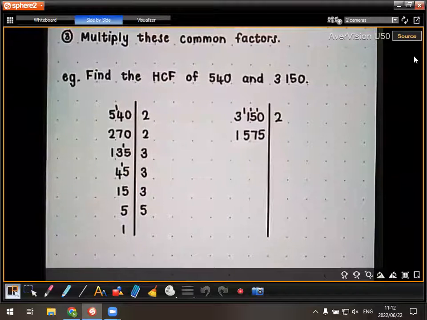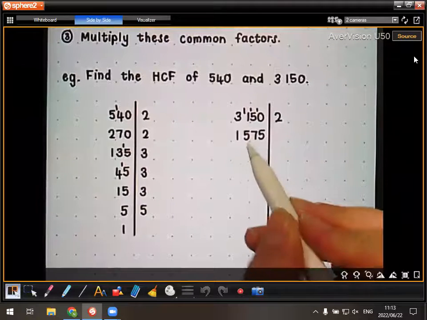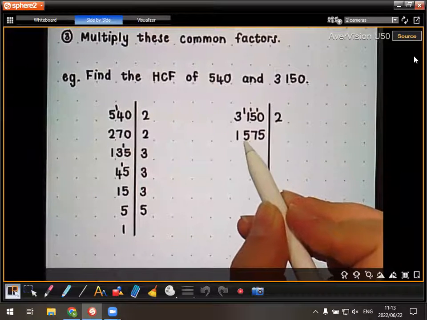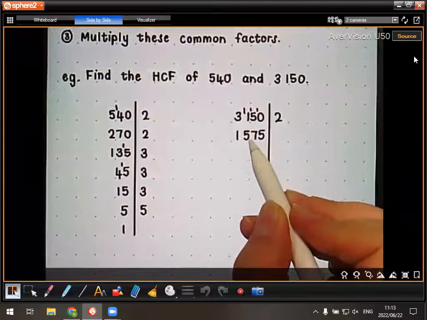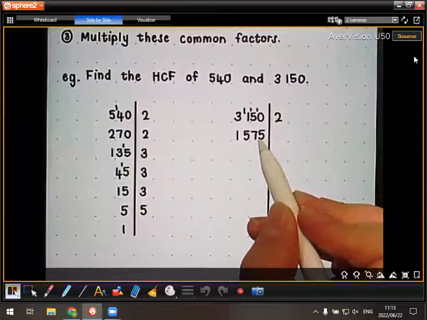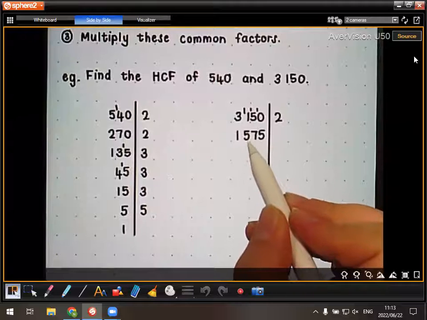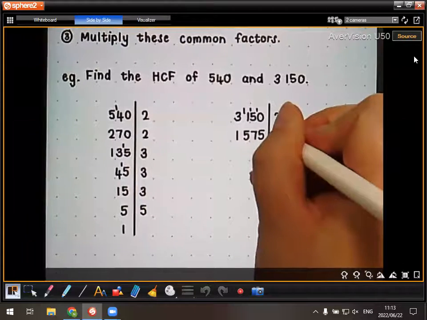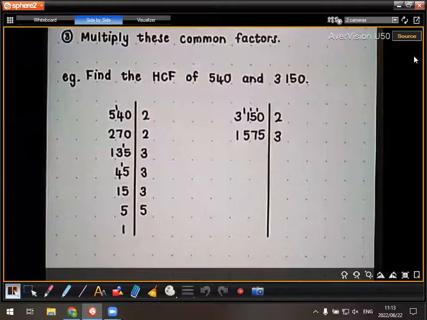1575. Is that divisible by 2? No. Let's check, what about 3? 1 plus 5 is 6. What's 6 plus 7? 13. Plus 5 is 18. Is 18 a multiple of 3? Yes. So this number is actually divisible by 3.